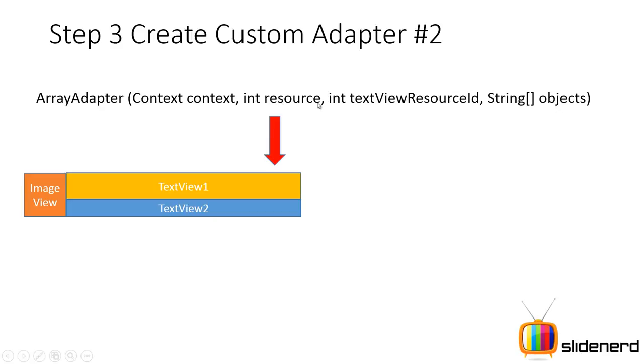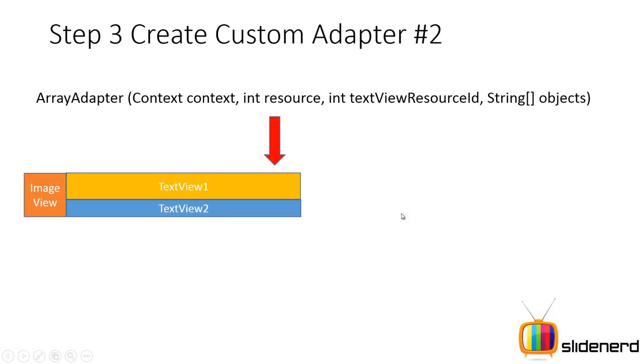So if you see the resource is going to have this XML file which contains all these things inside. Alright, the image view, the text view 1, text view 2. The problem is with these 2 parameters. What we need is we need to map one of the text views to one of the data sources. The problem with us is we have 2 text views and we have 2 data sources.